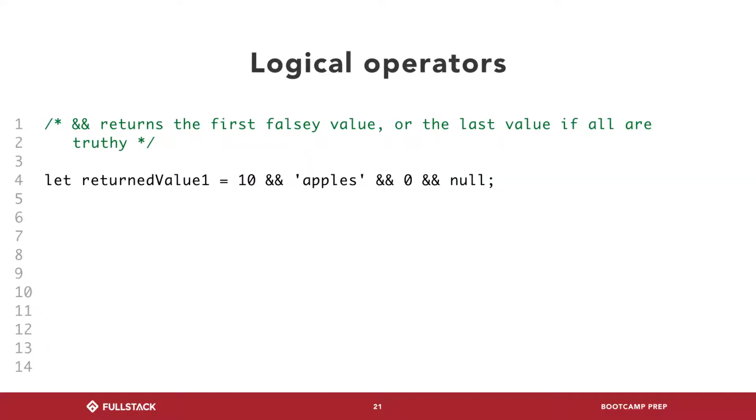So then, in this case, we have something like 10 and apples and 0 and no. What is this going to return? What is this statement going to evaluate to? If I put this in a conditional and convert it to a Boolean, it would be false. But what does this actually return? What's the value of return value 1?